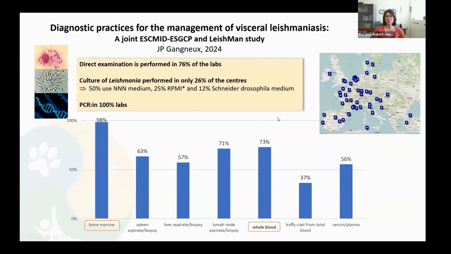Here is also a result of the recent European study. You see the various techniques used by the participating centers: direct examination, of course, in the majority of labs, but only 26% have a facility to grow Leishmania parasites, while PCR is performed everywhere. For visceral leishmaniasis, bone marrow is a preferred sample, but it's interesting to keep in mind that if it's difficult to perform sternal aspiration of bone marrow, due to bleeding of the patient, for example, whole blood is very suitable because the sensitivity is almost equivalent to bone marrow aspiration.